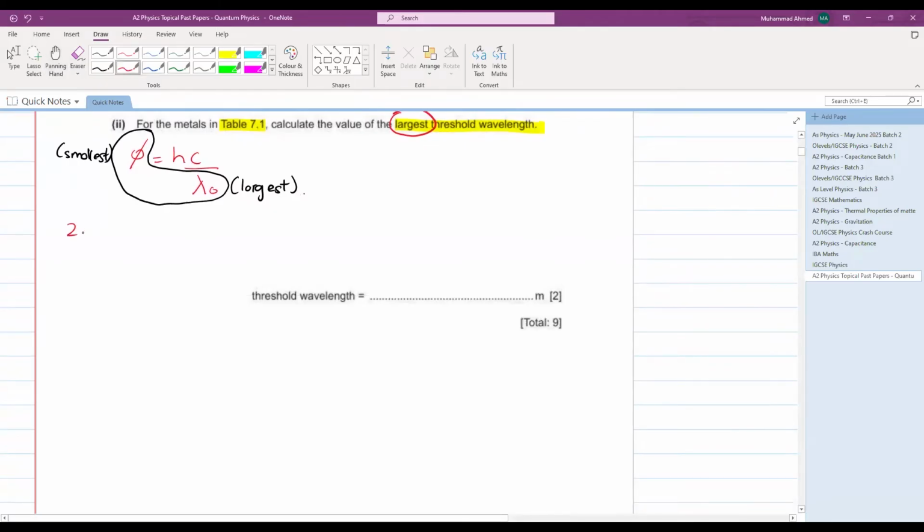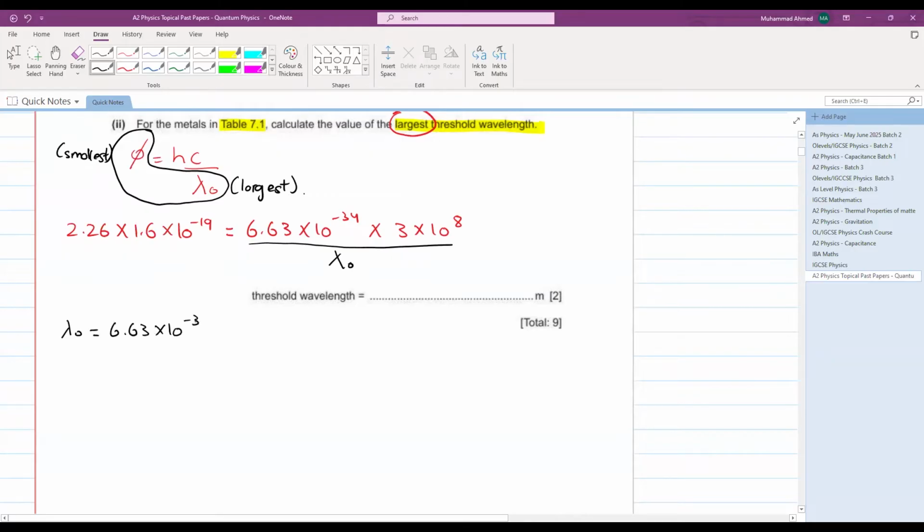So let's write here 2.26 into 1.6 into 10 raised to the power of minus 19, because energy is in electron volts. What is the value of h? 6.63 into 10 raised to the power of minus 34. What is the value of c? 3 into 10 raised to the power of 8. Can you calculate lambda naught? Yes, very easy. Just rearrange the formula. Lambda naught is equal to 6.63 into 10 raised to the power of minus 34 into 3 into 10 raised to the power of 8 divided by 2.26 into 1.6 into 10 raised to the power of minus 19. You can easily calculate lambda naught, which comes out to be 5.5 into 10 raised to the power of minus 7 meters. You can place your answer here.